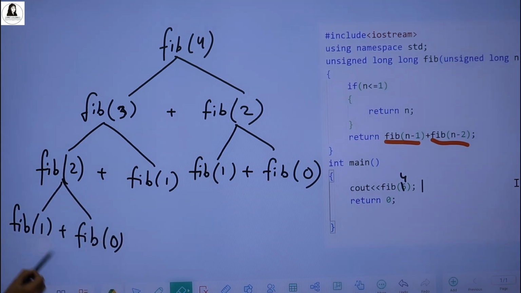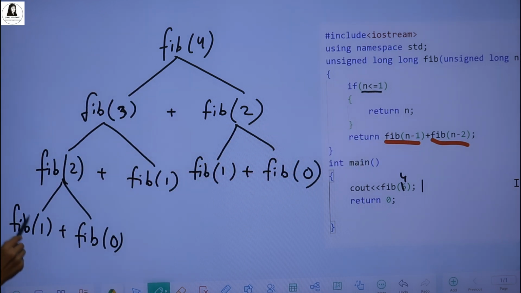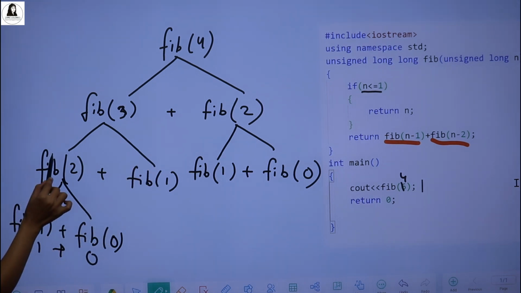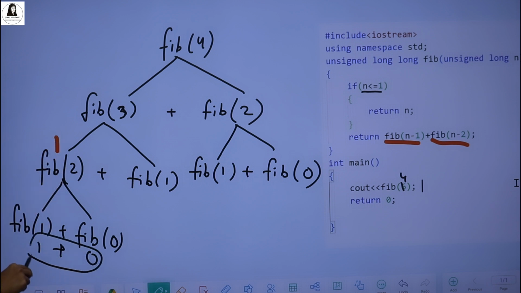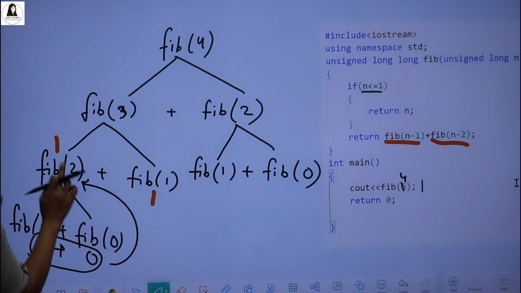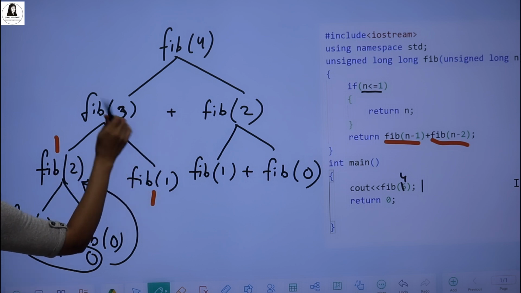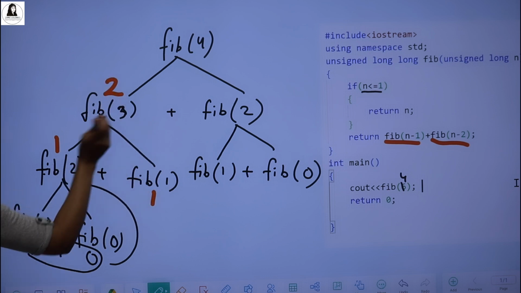So fib of 1 will return, this condition is true, n is 1, so return n. So it will return 1 plus fib of 0, it will return 0. So 1 plus 0, that is 1. So this would be returned here. So here now we have 1. This would be returned here. So fib of 2 is now 1 plus fib of 1, it will return 1. So 1 plus 1 is 2. So this 2 is returned here, and here we have now 2.